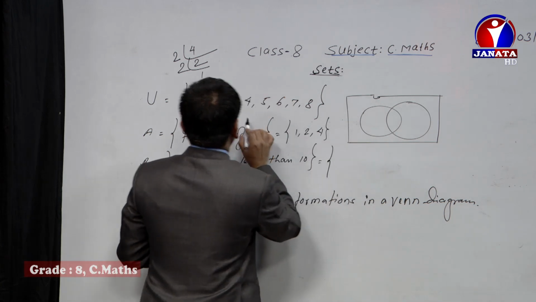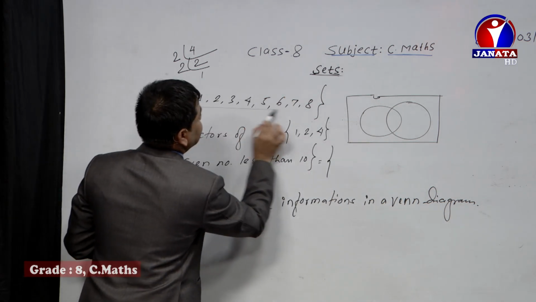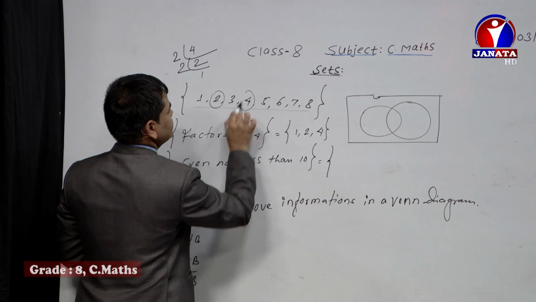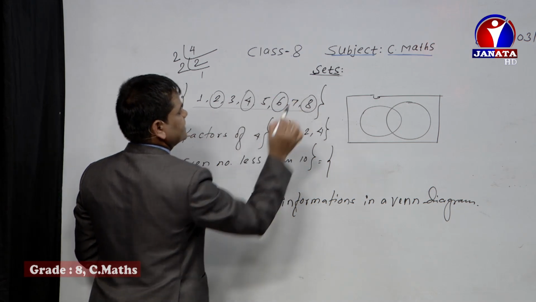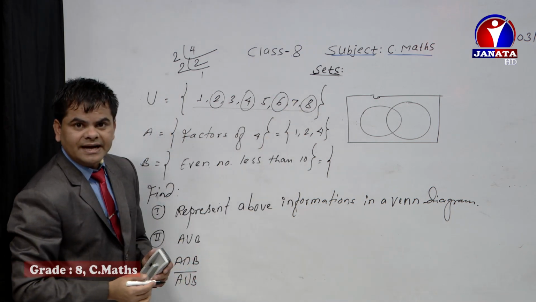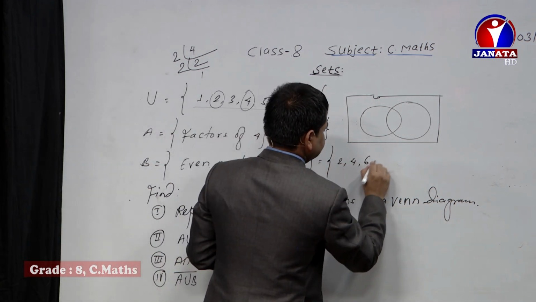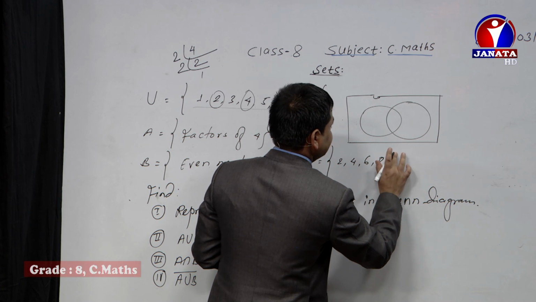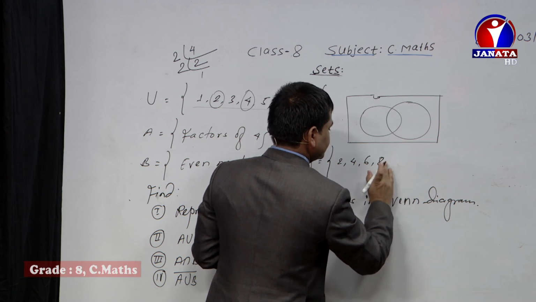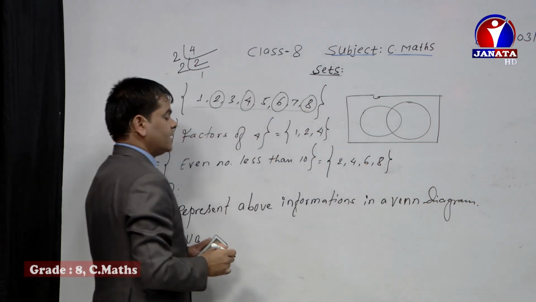It means those even numbers which are present here. 2 is the even number, 4 is the even number, 6 is the even number, 8 is the even number. Less than 10 means up to 8. So, 2, 4, 6, 8, and less than 10 means we cannot include 10. So, just only up to 8.